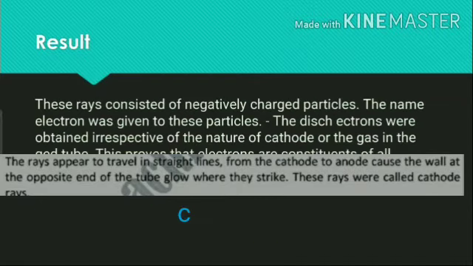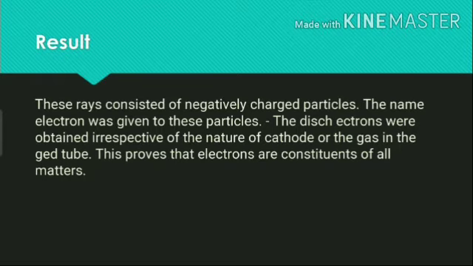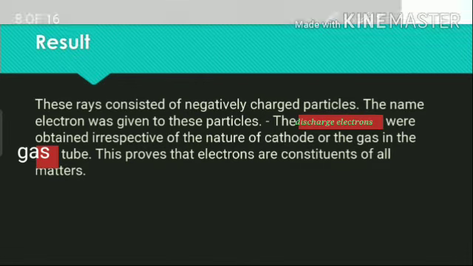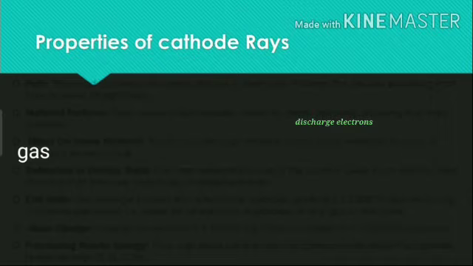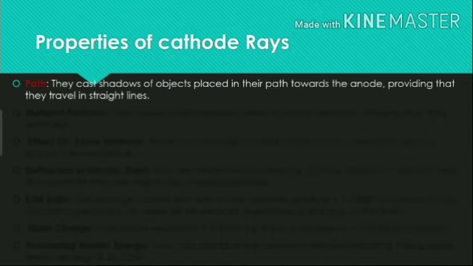Let's sum up the result with the help of the observations and the experiment. These rays consisted of negatively charged particles. The name electron was given to these particles. The same electrons were obtained irrespective of the nature of the cathode or the gas in the tube. This proves that electrons are constituents of all matter.